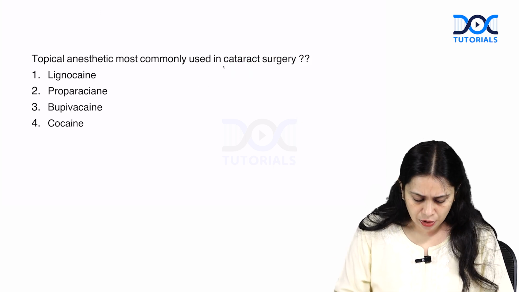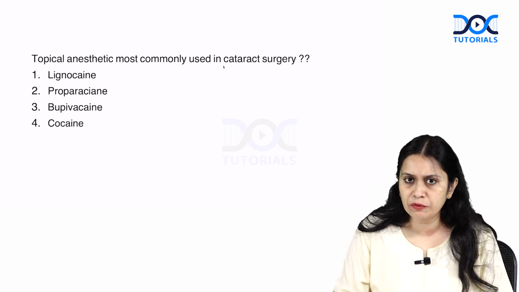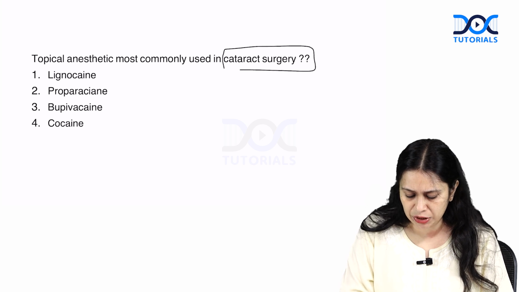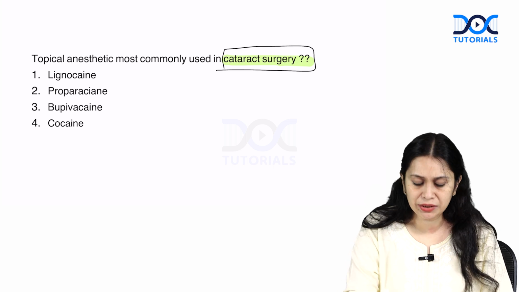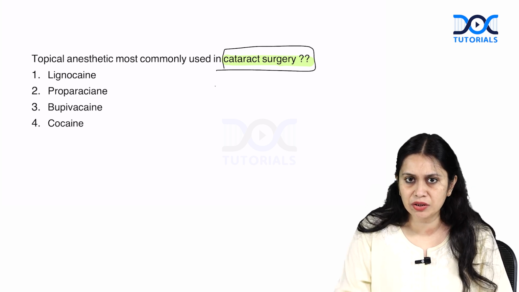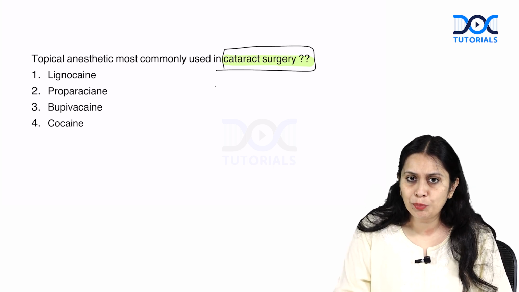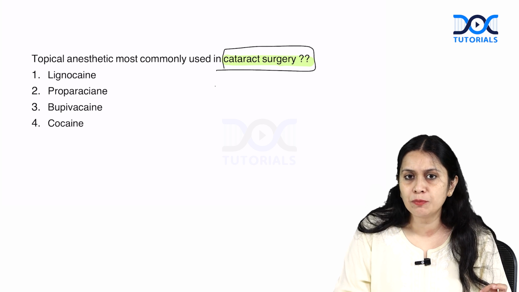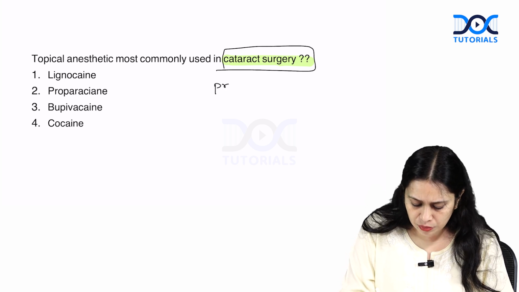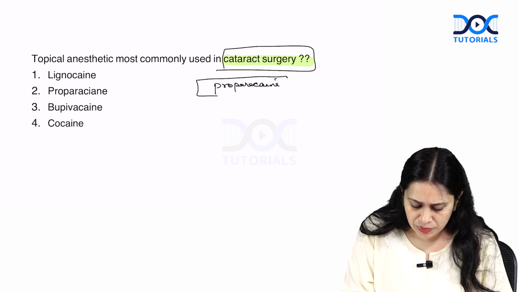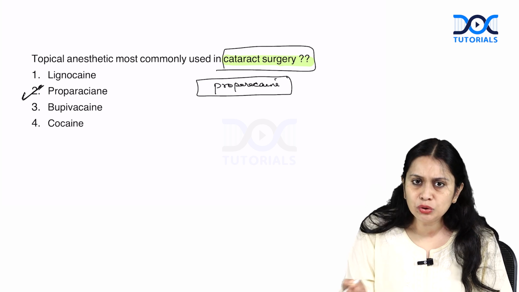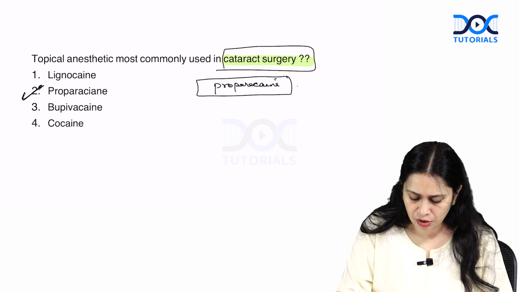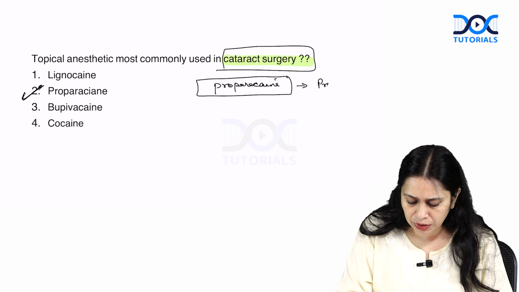Then the next question, topical anesthetic most commonly used for cataract surgery. Now this is again a very repeated question. So many times it has been asked in exam. Cataract surgery, which topical anesthetic agent is used? So I have taught you procaine drops come, proparacaine. Proparacaine is the commonest preparation of local anesthetic which is used for cataract surgery because it suits the timing of cataract surgery.